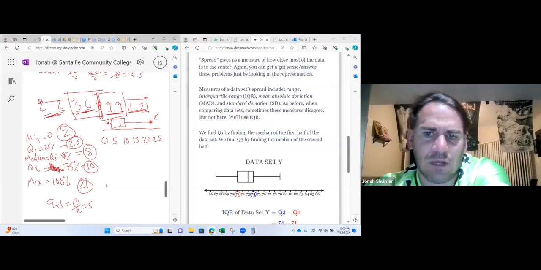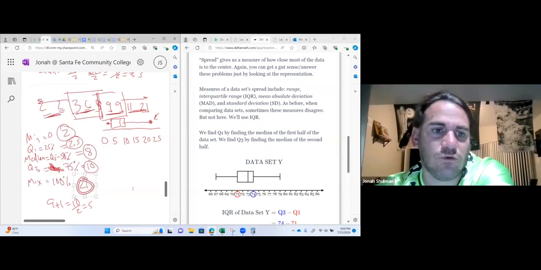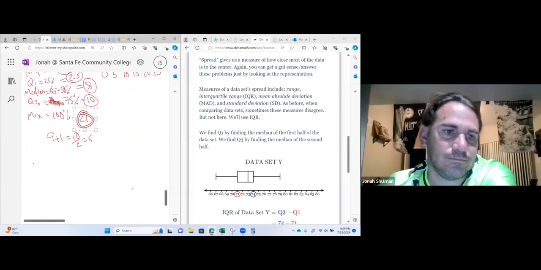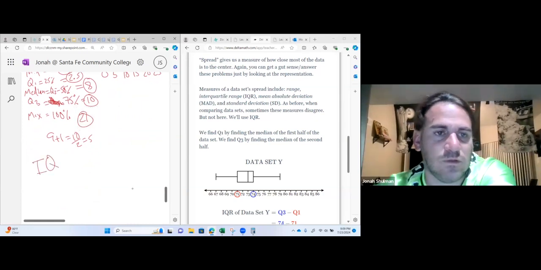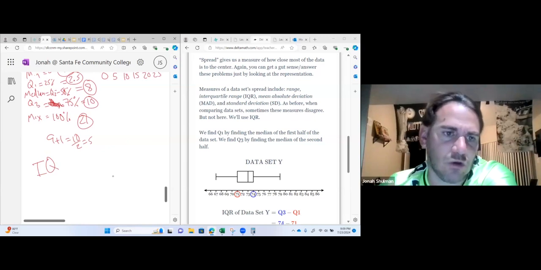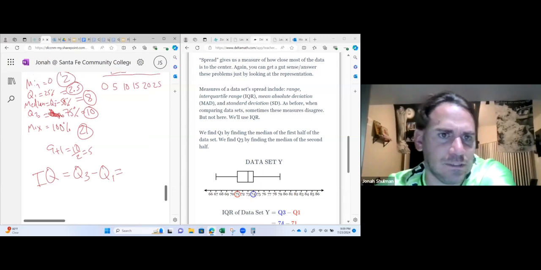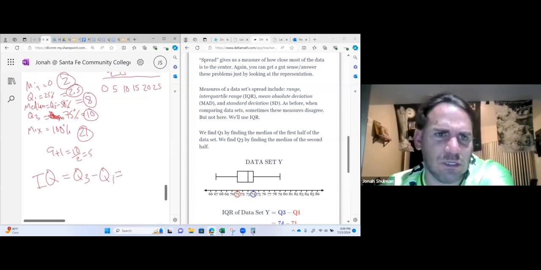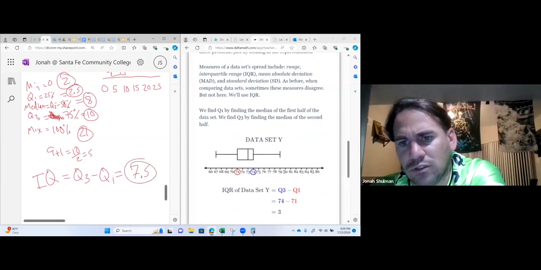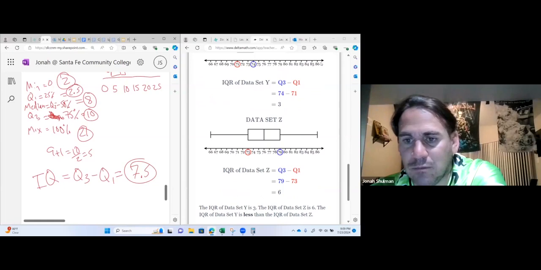This is called the IQ range, which stands for interquartile range. So our IQ range is 10 minus 2.5, but the IQ range is always just going to be Q3 minus Q1. In our case, it is 10 minus 2.5, so it is 7.5 hours. But you can just do, it's just how big the box is. When they're talking about spread, it's just how big the box is.